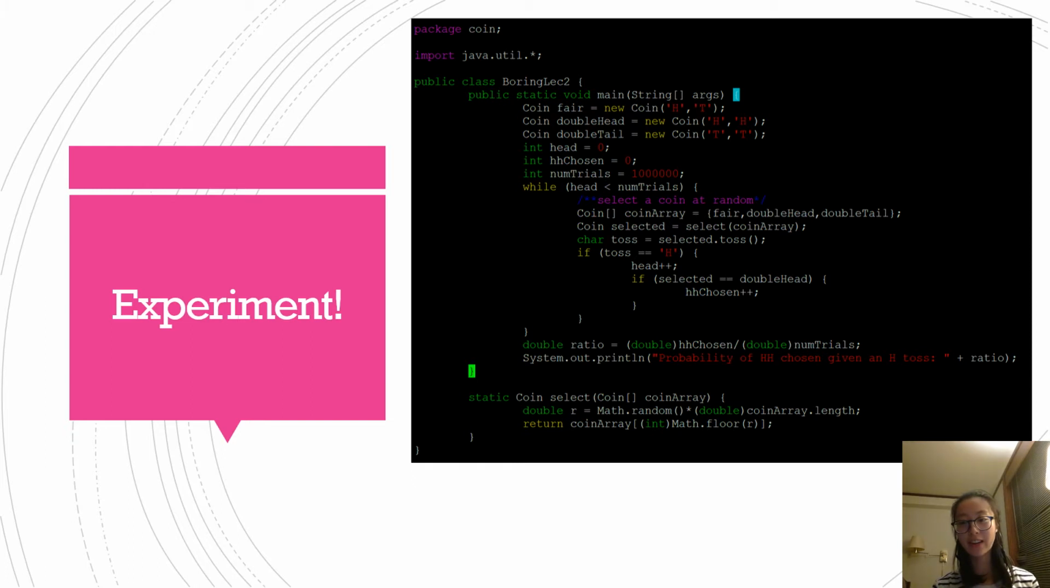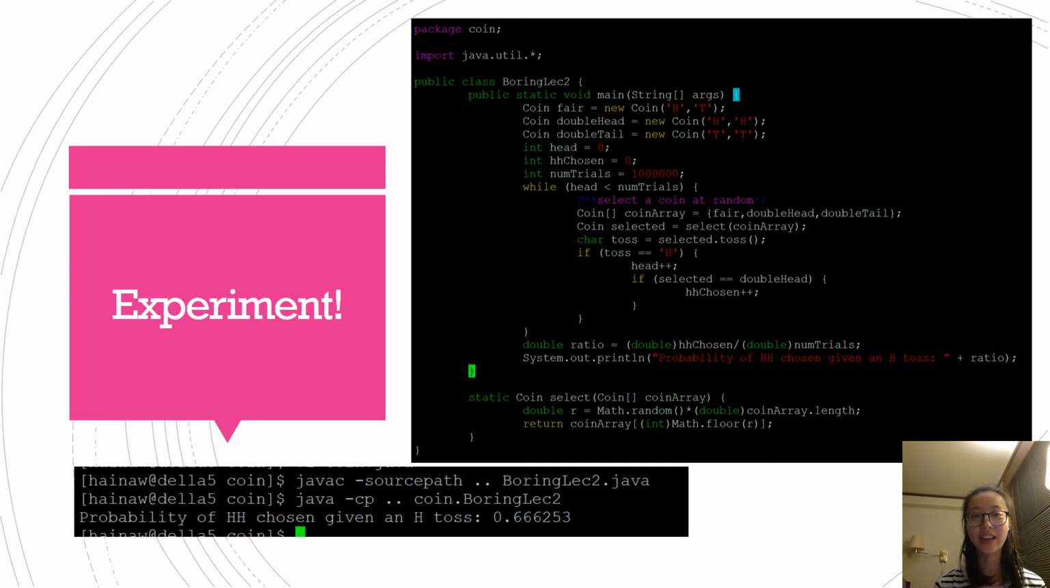Now, on this page, I have basically written out our whole problem, which is we have 3 coins, head-head, head-tail, tail-tail, and we have chosen one randomly and we toss it. If it's a head facing up, we check whether our coin is the head-tail coin or the head-head coin. And I have run this code, and it says the probability of head-head chosen given a head toss is 0.666, which is very close to our theoretical answer, 2/3. Therefore, our calculation wins over our intuition. Yay!